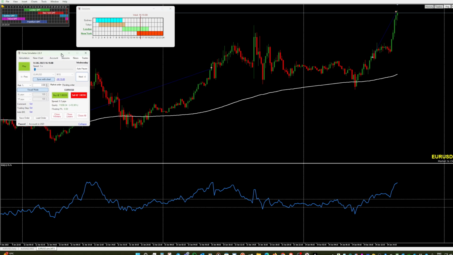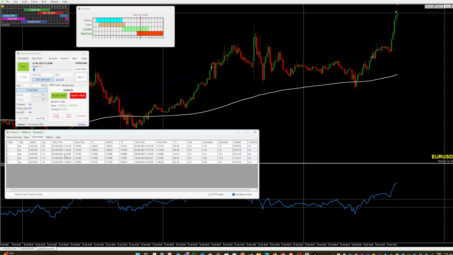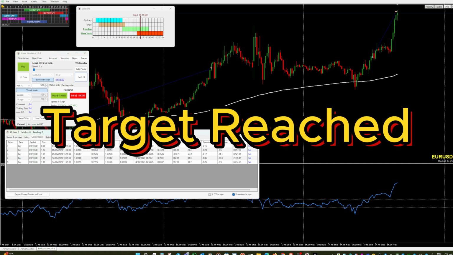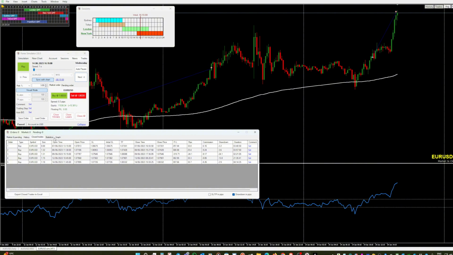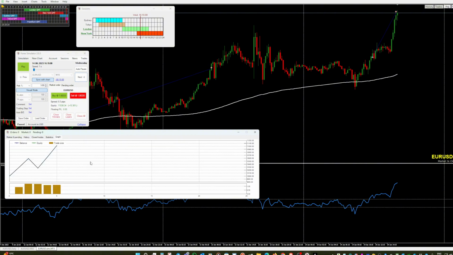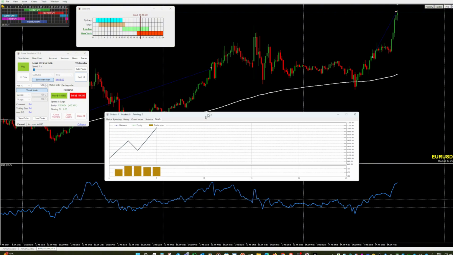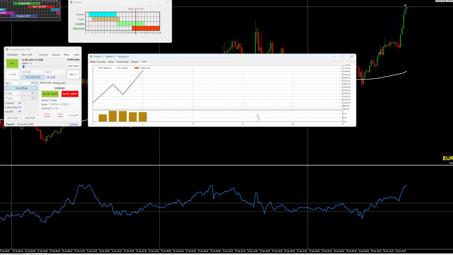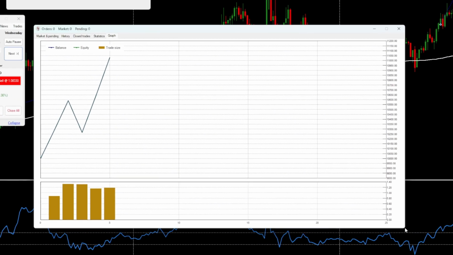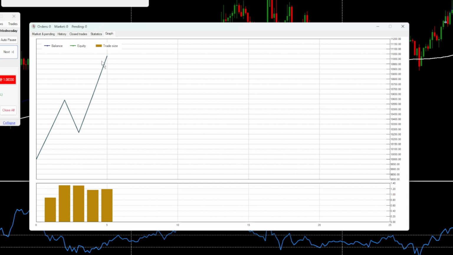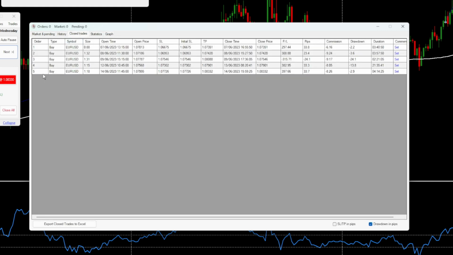And having a look at the stats here, we've actually reached our profit target. So we've made our 10% for the day. So here's the graph. We've only had one losing trade. Bring this up a little bit easier to read. We've only had one losing trade. Closed trades, we've had 5 trades altogether. So that is an 80% win rate.